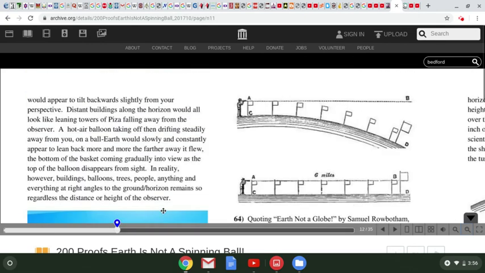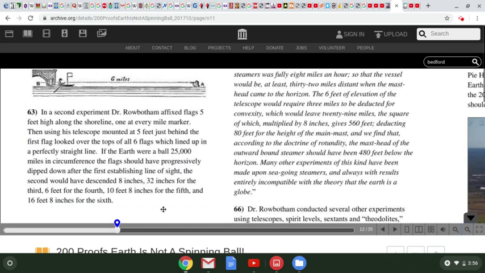Body bag, Daniel. Body bag for the illusion. And you can continue with the same experiment.